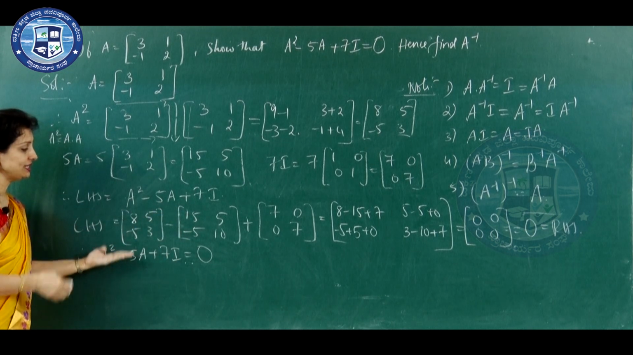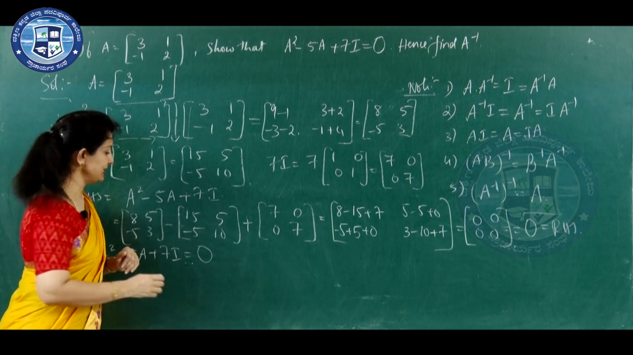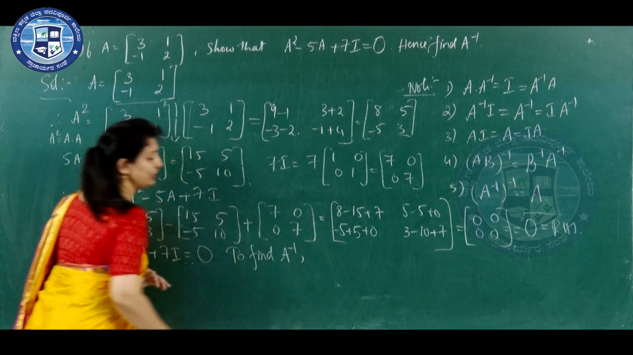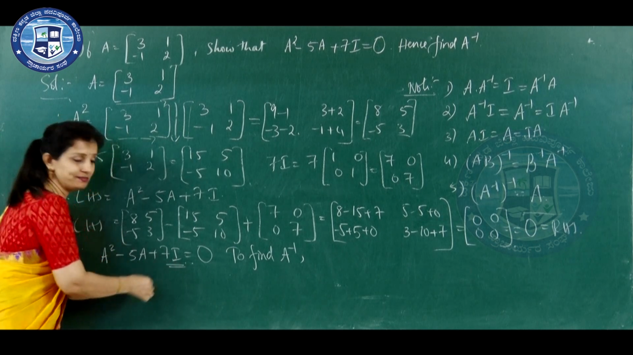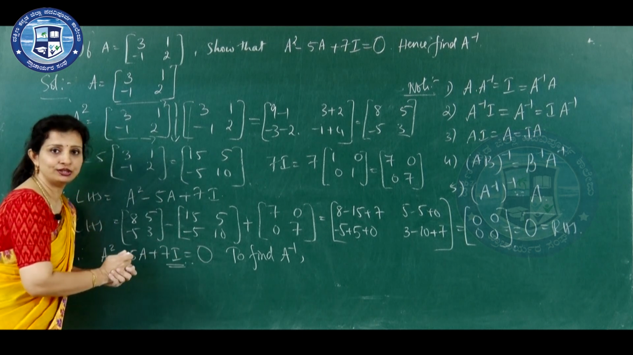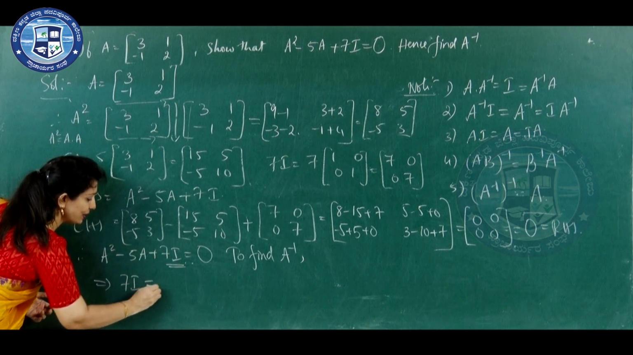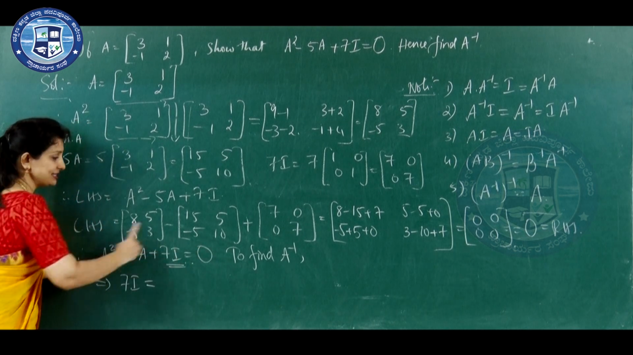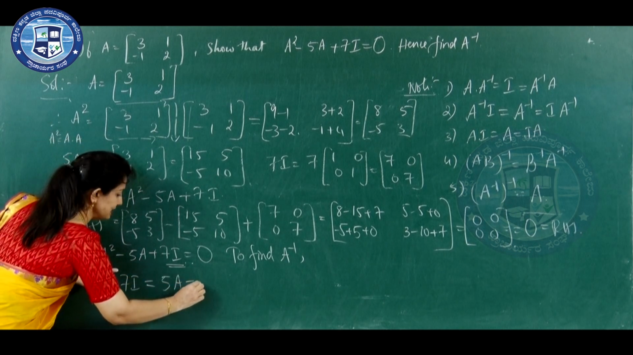And from this equation, is it possible to find A inverse? Yes, it is possible. How to do that? Look at this. First keep the identity matrix I on the LHS and bring the other matrices to the RHS. So it can be written as 7I is equal to minus 5A changes to plus 5A, and A square changes to minus A square when you bring it to the RHS. So it is 5A minus A square.